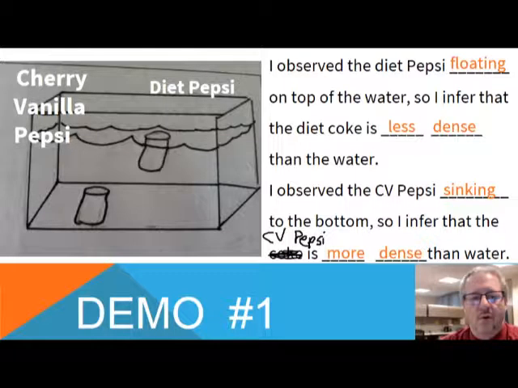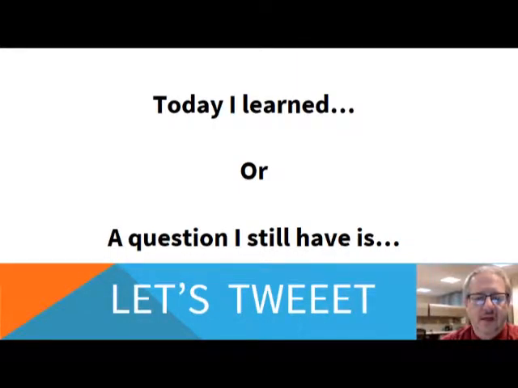Okay, so take a few minutes, pause the video to finish that up. And when you're all done, at the bottom of your worksheet, you're going to write in "Today I learned," or you can write down "A question I still have is," and you're going to tweet that out. So that means 128 characters or less for what you learned, or a question that you still have. All right.